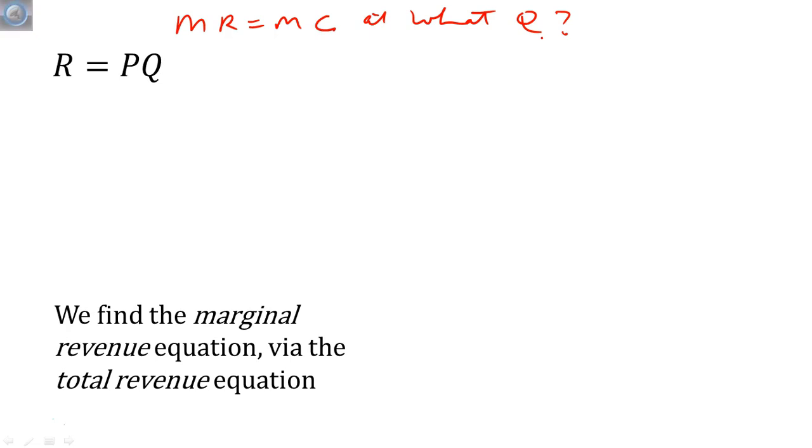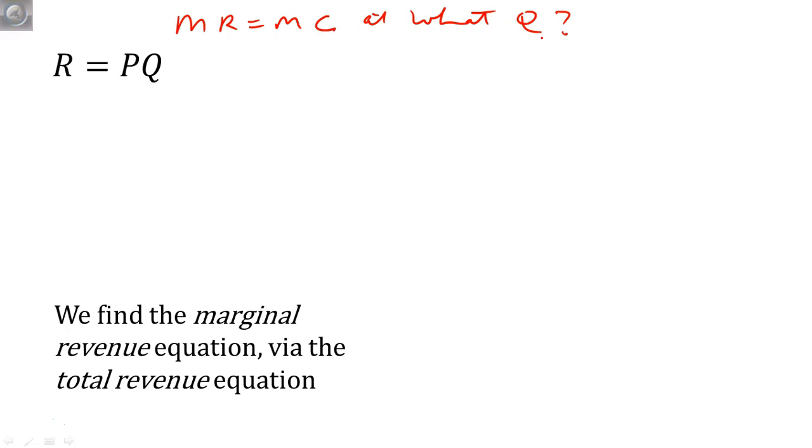So we want to find marginal revenue. We don't have an equation for marginal revenue, so what we need to do is get to marginal revenue through total revenue. Why? Because marginal revenue is the change in the total revenue. If you remember what marginal revenue means, it means the additional revenue earned from selling an additional unit of output, or an additional increment of output. So it's the amount you're adding to your total revenue. So to get to marginal revenue, we've got to go through the total revenue.